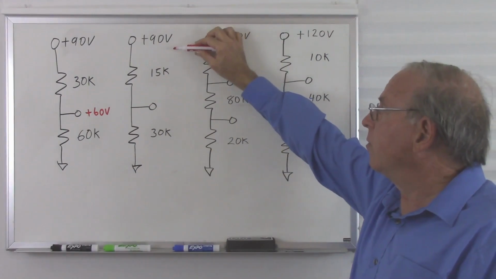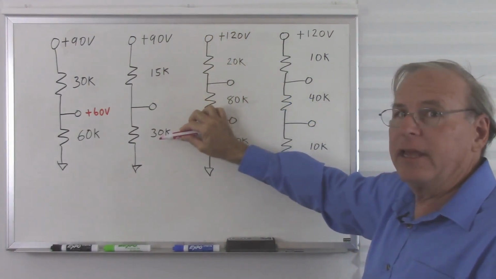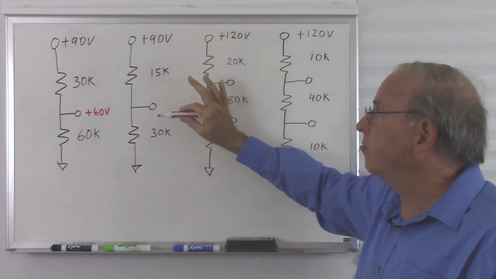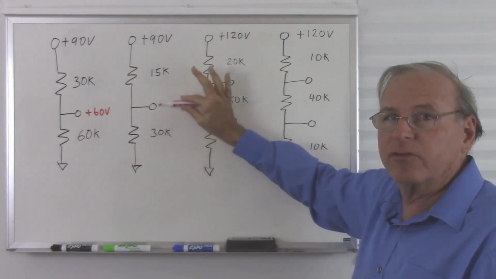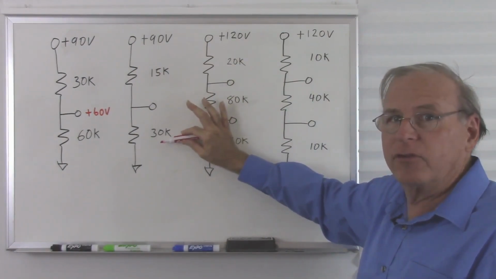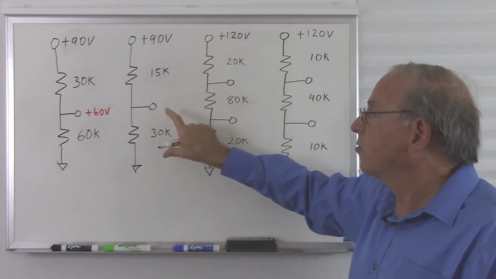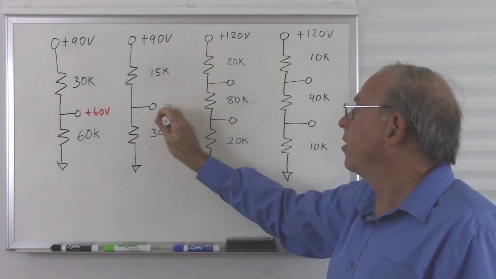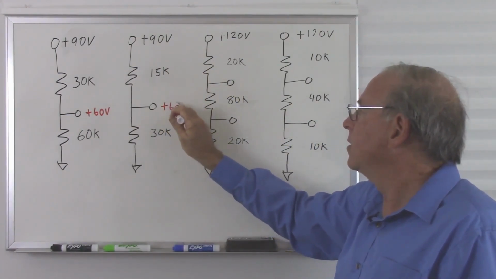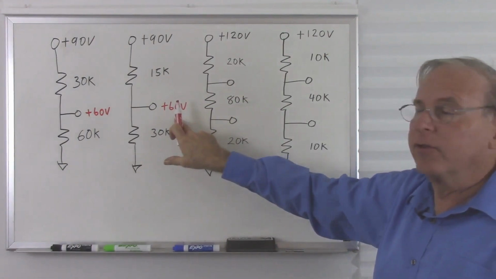Here we still have 90 volts and 15K and 30K, but look, the proportions are still the same. We still have a 2-to-1 ratio between this resistance and that resistance. So we still have a 2-to-1 ratio of voltage. So we're still going to have 60 volts to 30 volts. So it's still going to be 60 volts at this point.